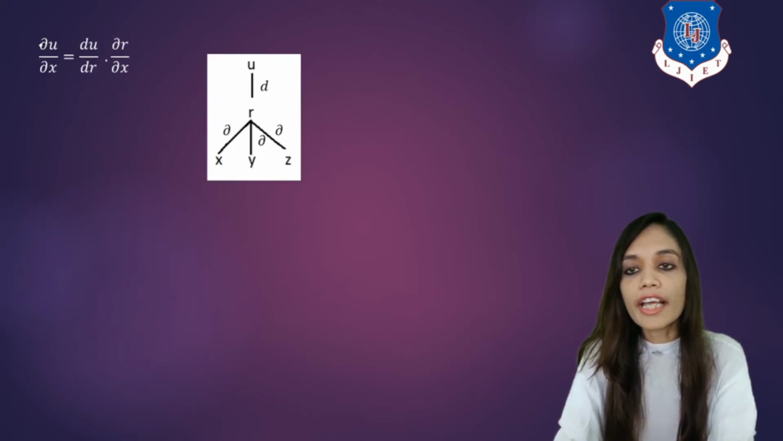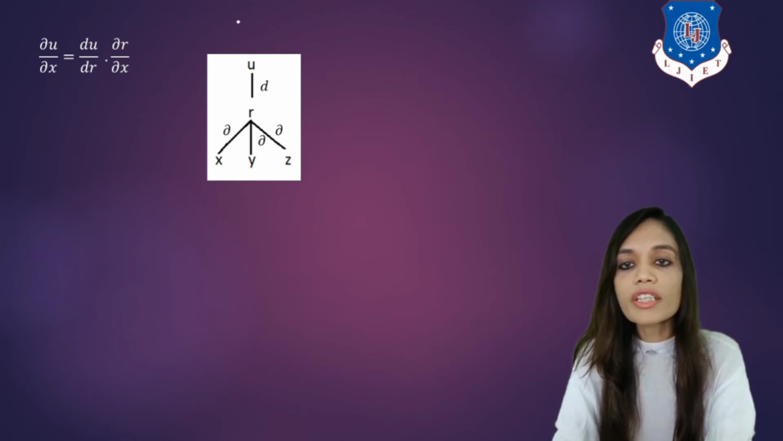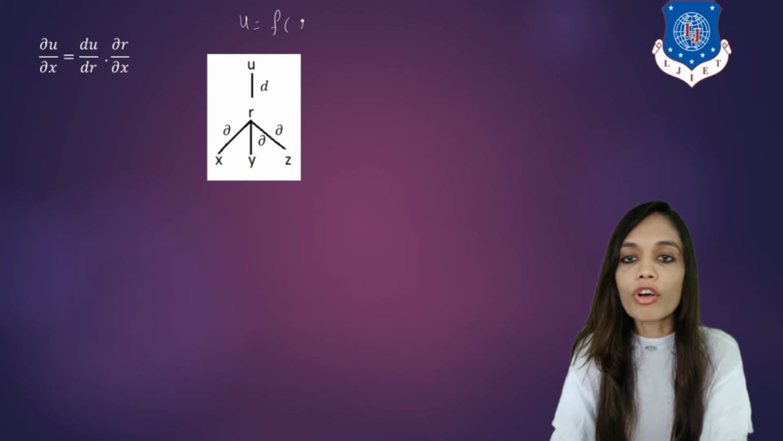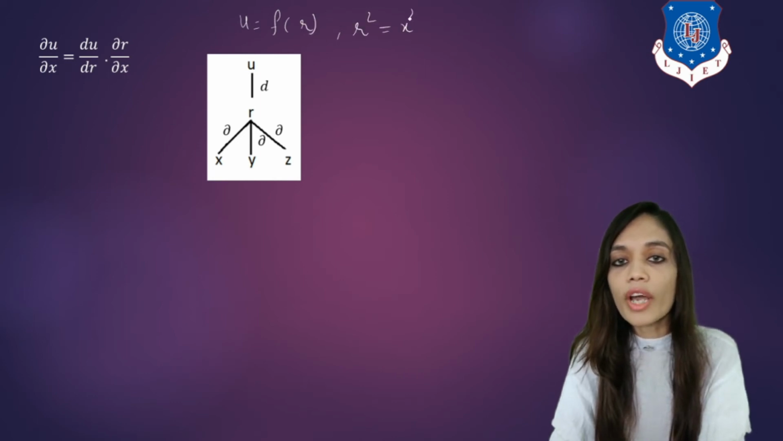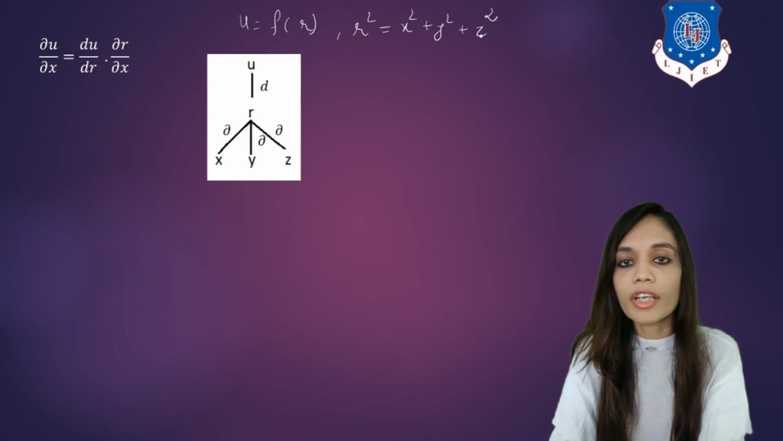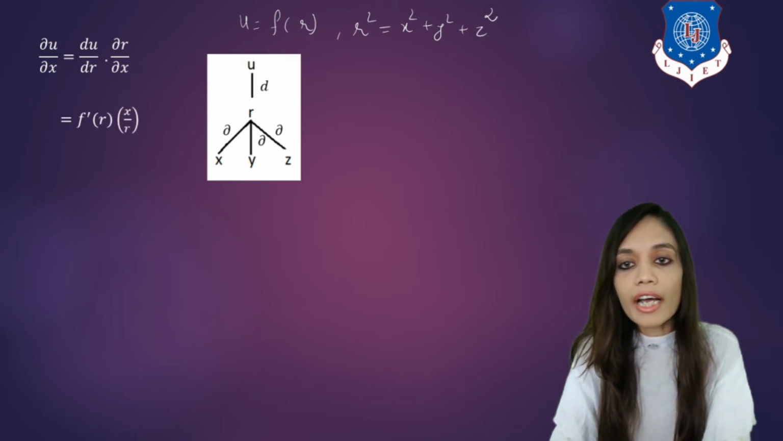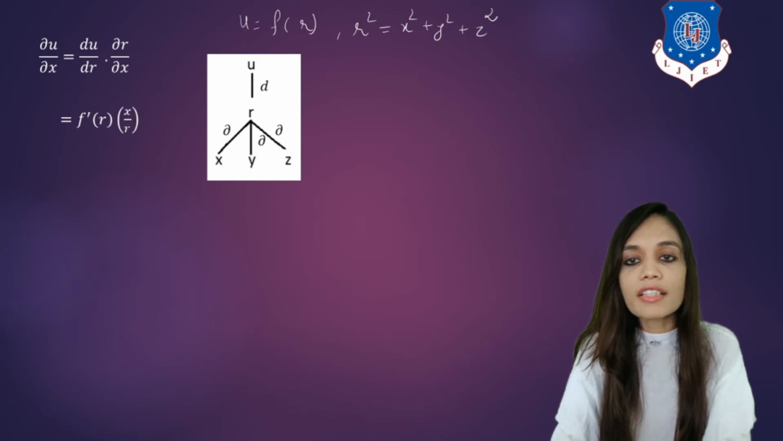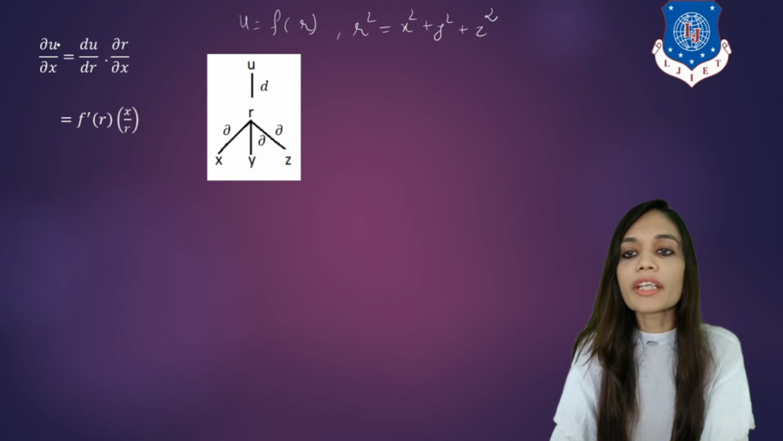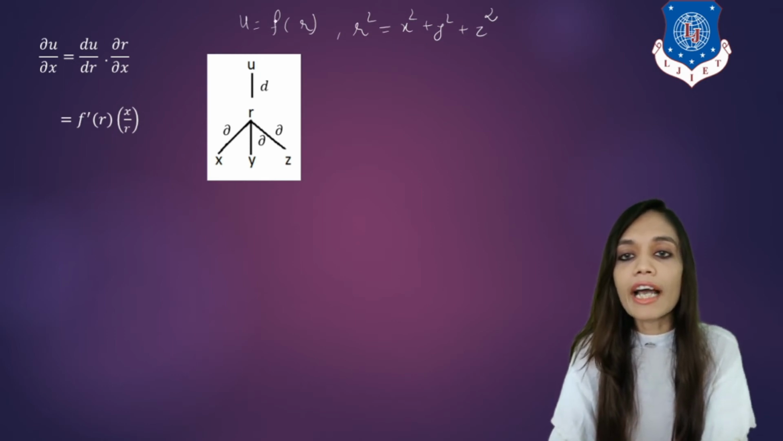Now let us find del u by del x. Now we know u is a function of r, and r square is equal to x square plus y square plus z square. Right? So u is a function of r and r is a function of x, y and z. Here we have one variable, so we will put d, and here we have more than one variable, so we will put del. So the formula will be del u by del x is equal to du by dr into del r by del x. Now du by dr will be equal to f dash of r, and already we have the answer of this as x upon r.